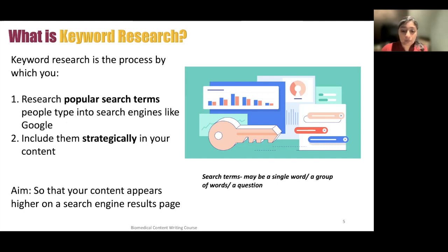For the purpose of this, we would be using Google as our search engine, but other search engines also include Yahoo or Bing. Because Google is the most widely used search engine, we'll be using that term in this presentation.